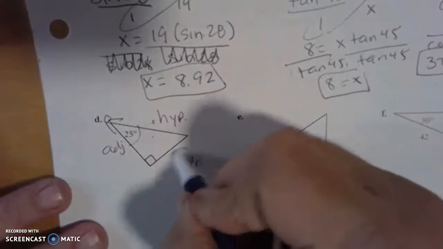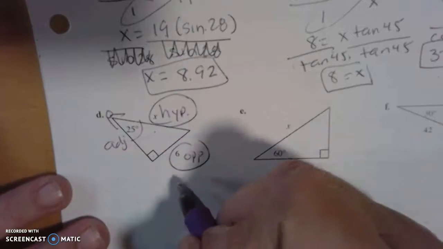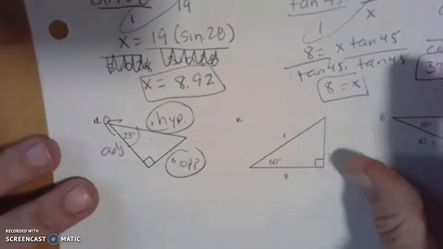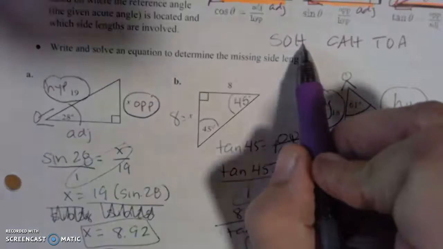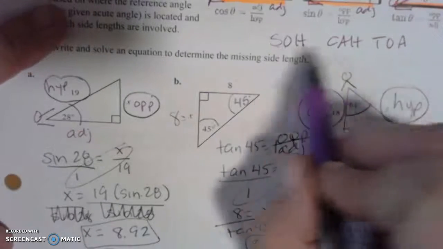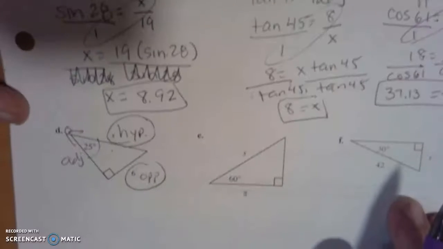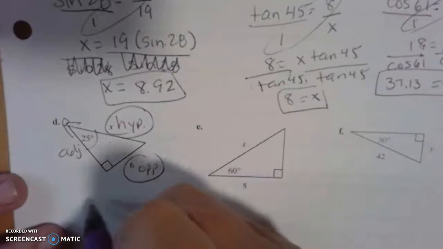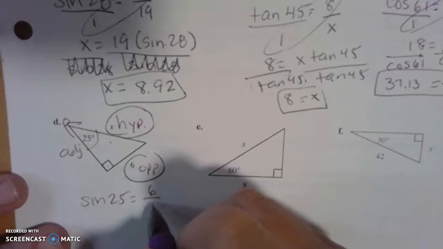So what pieces do I have? I have opposite and I have hypotenuse. So we're going to decide what is opposite and hypotenuse. Look at our little saying right here. Opposite and hypotenuse is sine. Every page I do this on, I'm going to set up sine, cosine, tangent. So this is going to be sine of 25 equals opposite over hypotenuse.